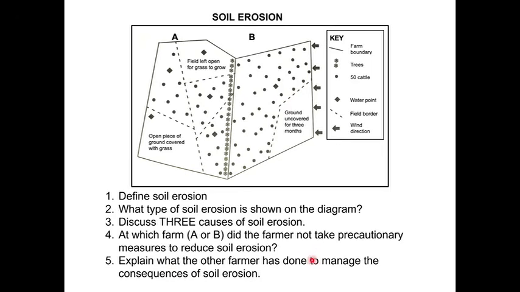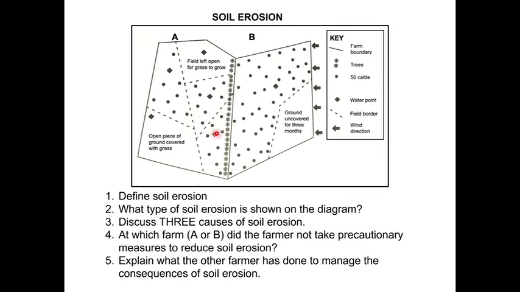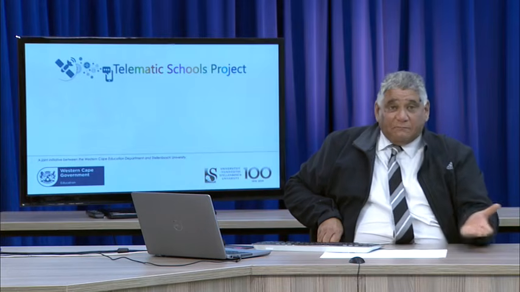Then explain what the other farmer has done to manage the consequences of soil erosion. Let me see what this guy has done. First, you see, he's got his rows of trees. He covered the open piece with grass. He's got a lot of camp boundaries here. He's left the field open for grass to grow. And look at his many water points. In other words, the cattle don't only walk in one direction, but look at the total number of cattle. You see he reduced it, and that's why soil erosion cannot take place, or only a very little bit. You can't do 100% of that.